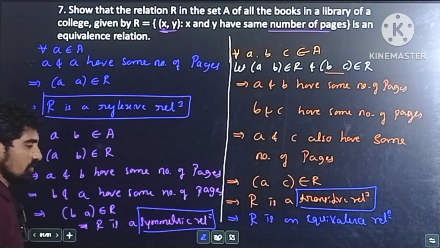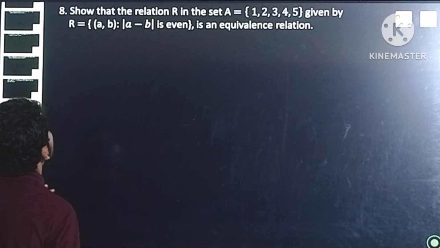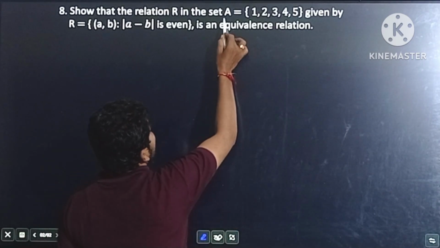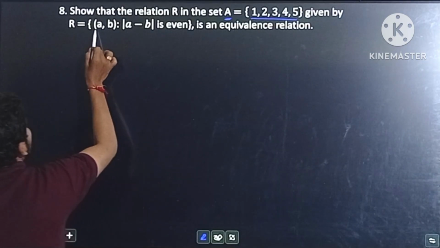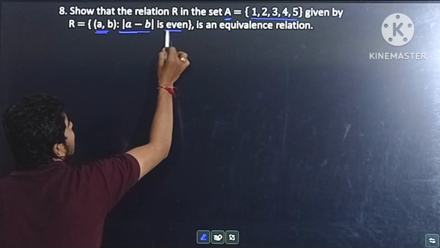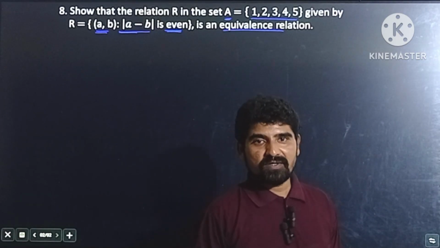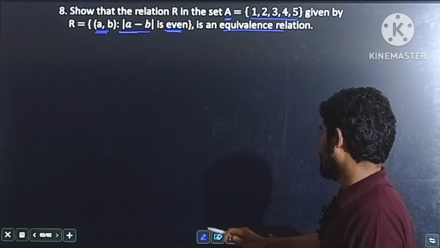I hope all of you understood this question. Now let's start the next question. Here in this question he has given a relation R which is defined on the set A consisting of the elements 1, 2, 3, 4, 5, given by the relation that the modulus of the difference between the first and second elements is an even number. We need to prove that it is an equivalence relation. So here also we need to prove that the given relation is an equivalence relation.